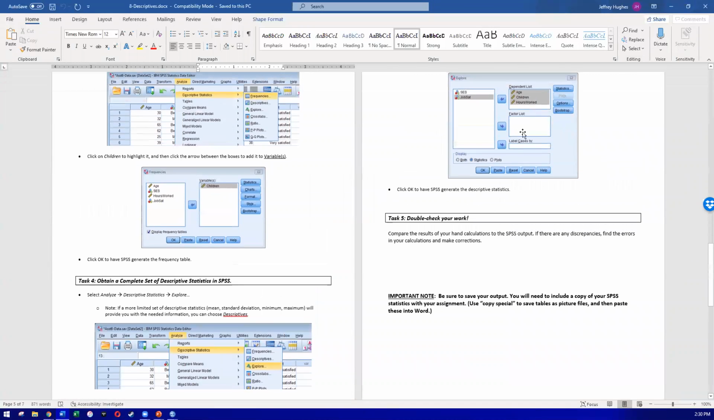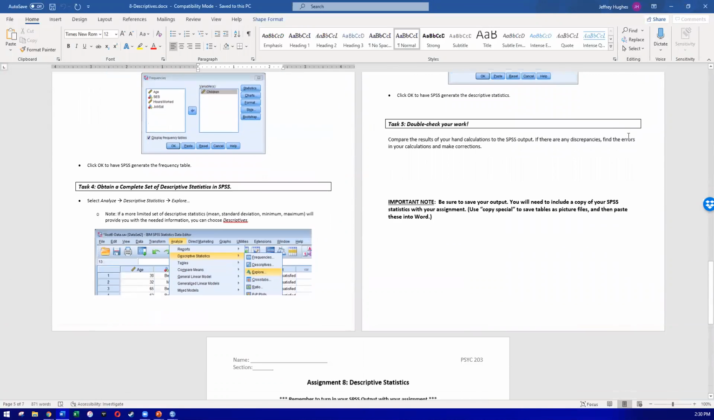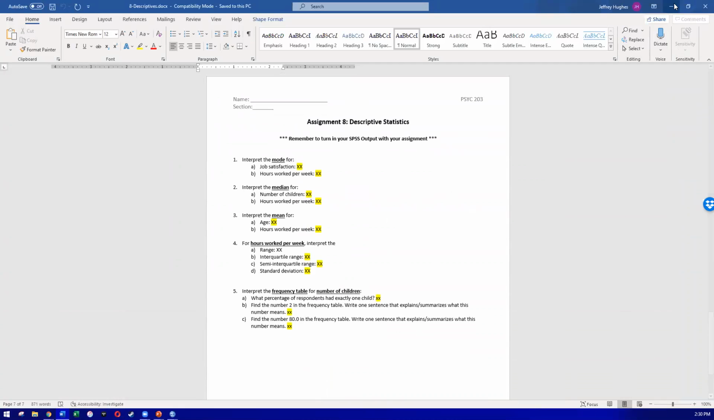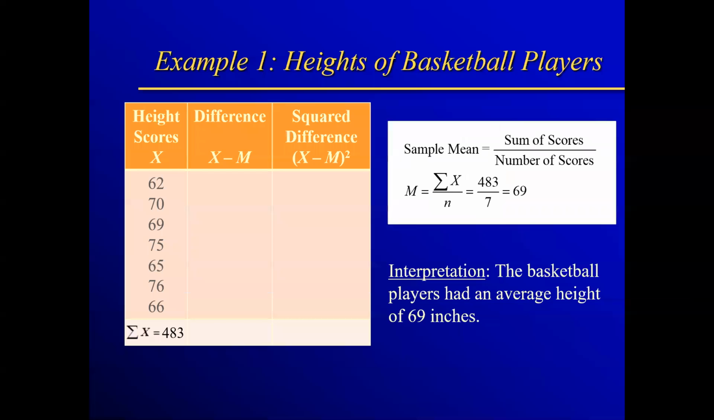Just as a reminder, whatever output that you get from SPSS, you're going to have to copy and paste it into this Word document. Don't forget that. Are there any questions about any material that we covered today or assignment number 8? Once again, assignment number 8, we'll be going over in more detail on Wednesday, but you have all the information now if you don't want to come to class on Wednesday.